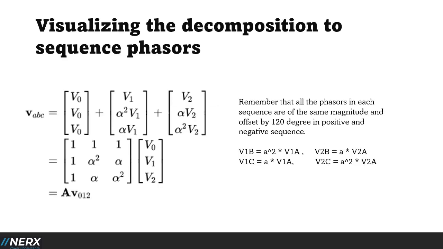Here is a bit to help visualize how the sequence components relate back to the phase domain. Each component in the phase domain is equal to the sum of its sequence components for that phase. VA is equal to the sum of the A phases in the positive, negative, and zero sequences. The same is true for B and C phase. Remember that the alpha operator is a 120-degree rotation and its square is a 240-degree rotation. The decomposition of the phase space into the sequence space is just breaking it down into three parts that each have individual meanings by themselves.